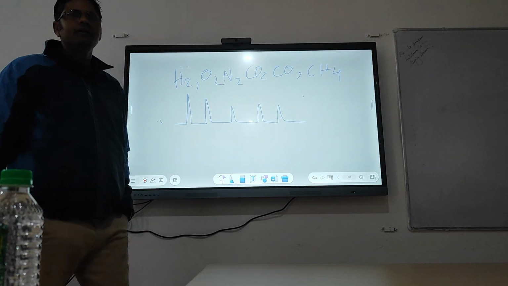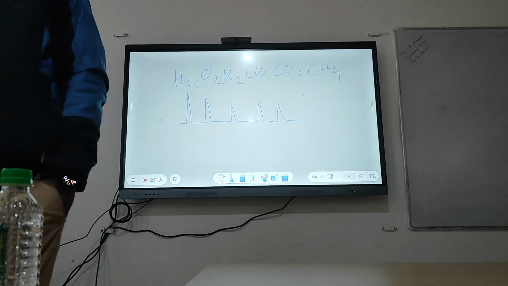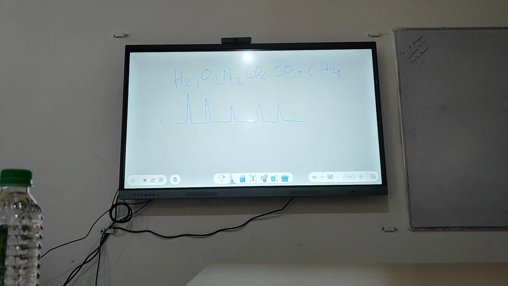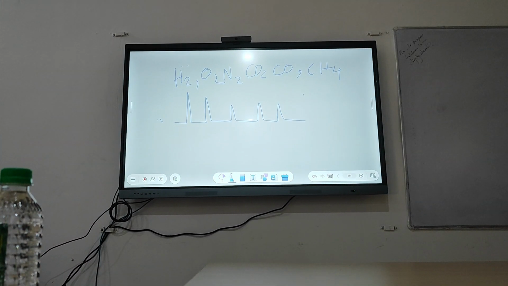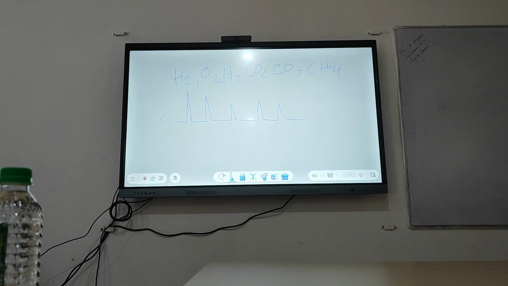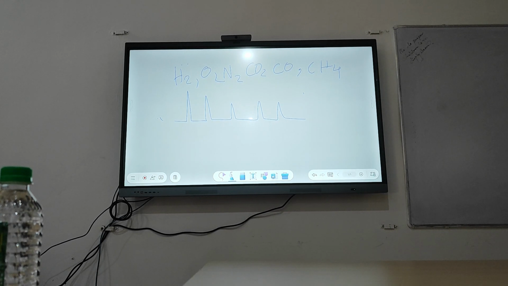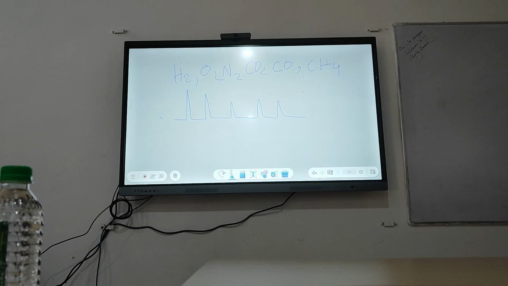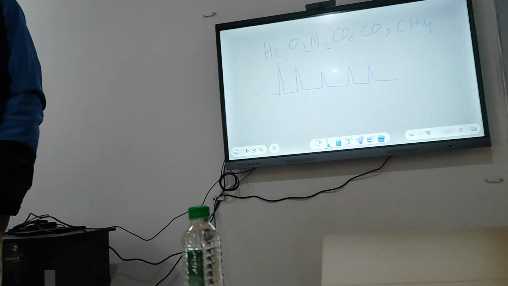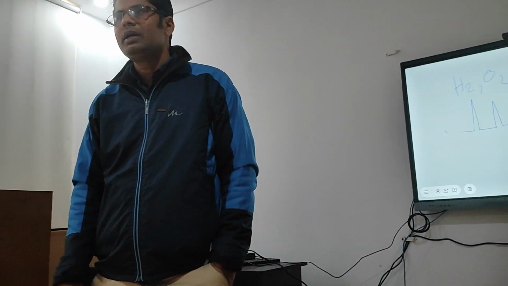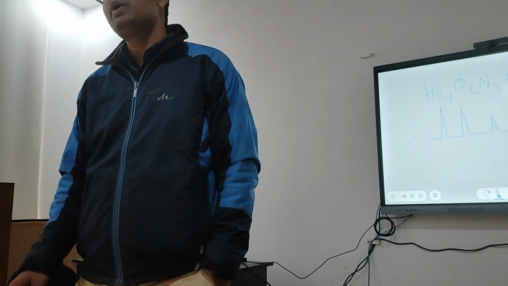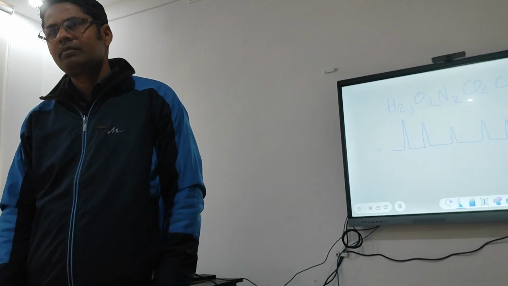How do they get separated? We will use one column, the GC column. Have you seen the column in the last few days? How many types of column have you seen? One type of column we have seen, I think. Capillary column. This ID is very small, from 0.25 mm to 0.53 mm.